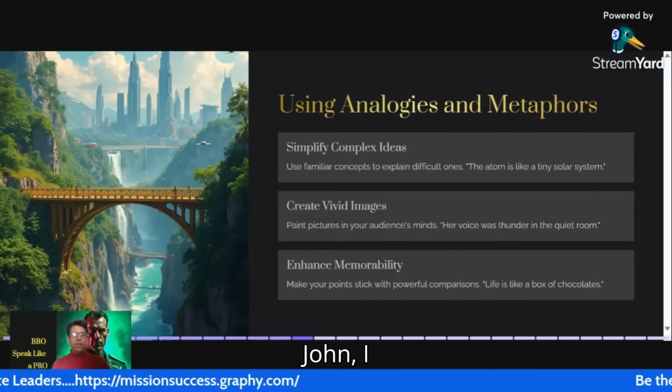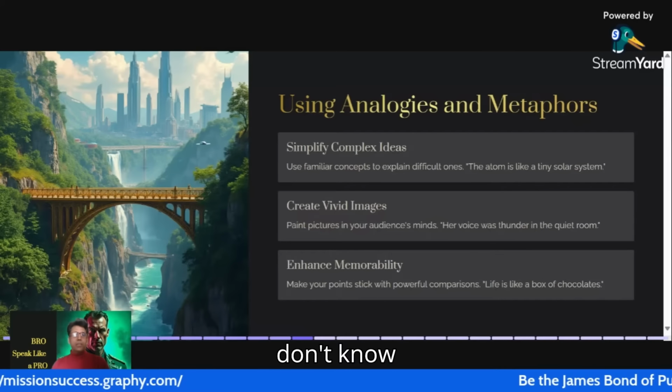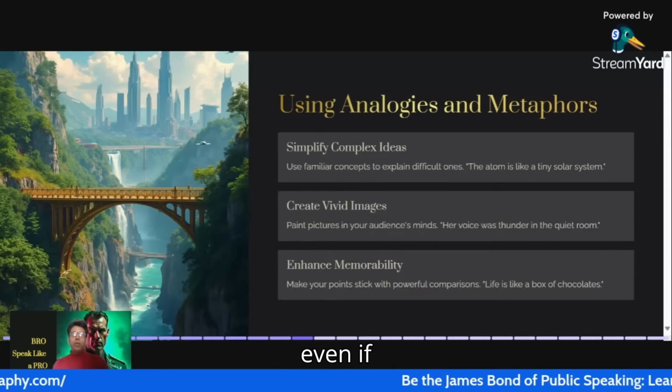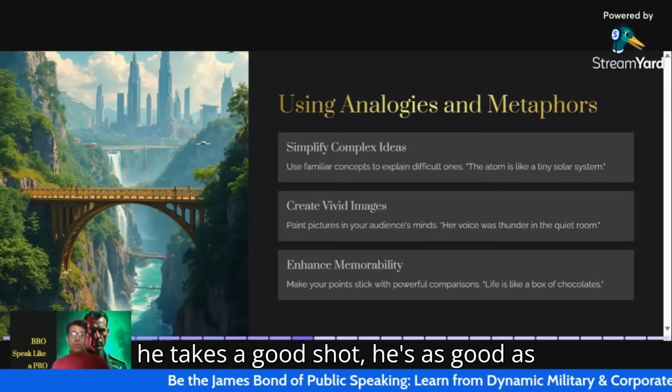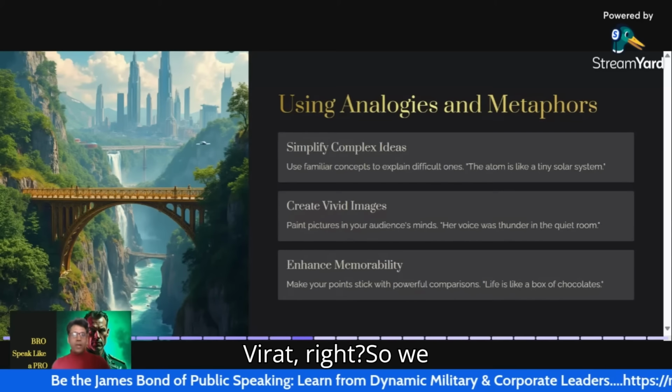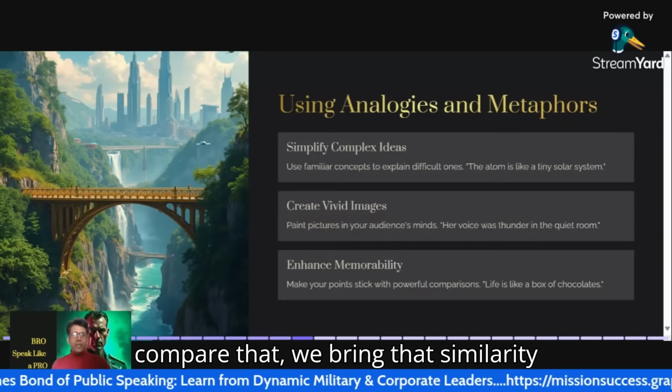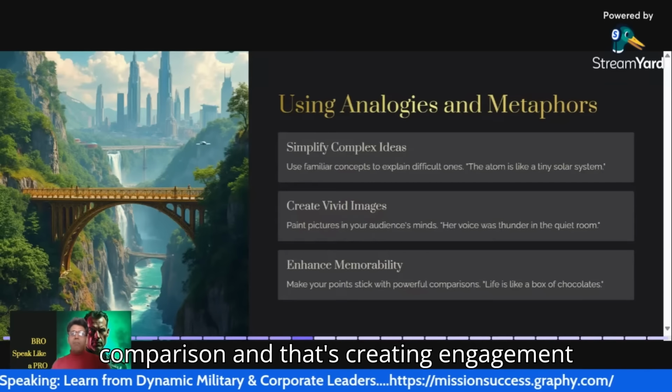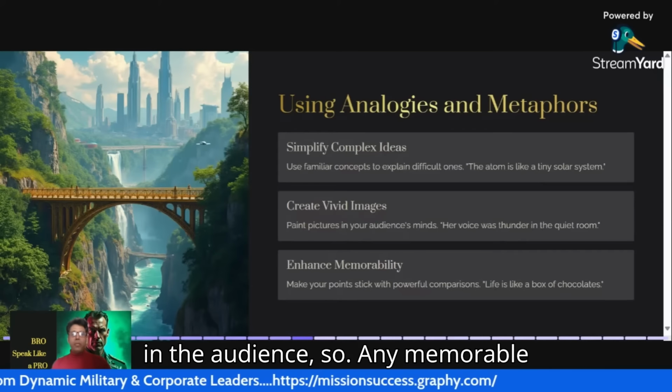जो हम होती है ना तुलनात्मक प्रशंसा करते हैं, that he, I know, even आपकी गली में कोई आपकी सोसाइटी में क्रिकेट खेल रहा है, and if he takes a good shot, he says, oh, he's as good as Virat, right? So we compare that, we bring that similarity comparison, and that creates engagement in the audience.